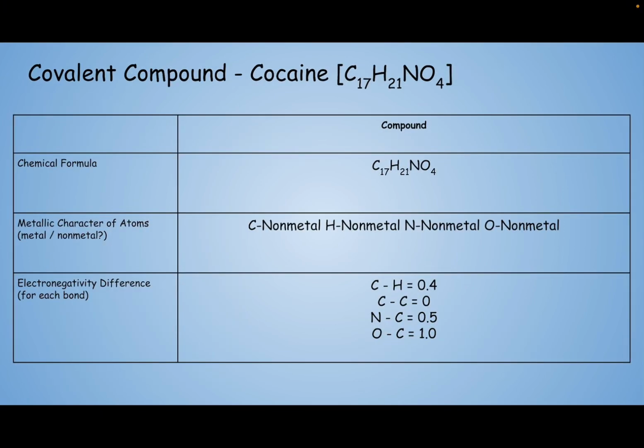And so my covalent compound is cocaine. It's got the chemical formula of C17H21NO4. So carbon is a nonmetal, hydrogen, nonmetal, nitrogen, also a nonmetal, and then oxygen is a nonmetal. And so the difference in electronegativities, here they are. They all don't have much difference.